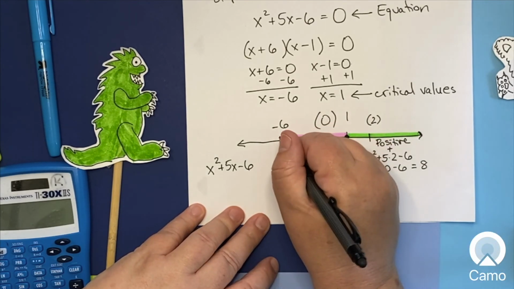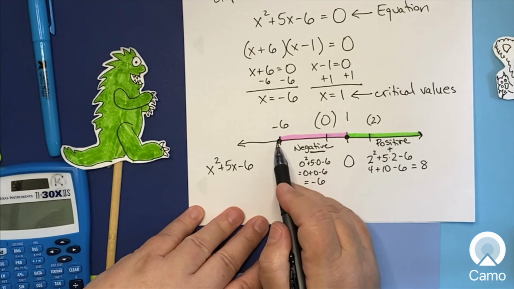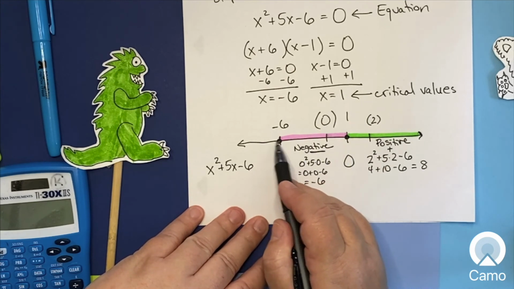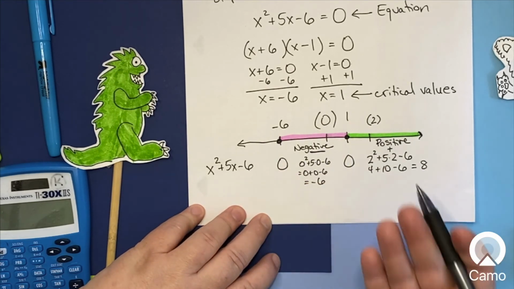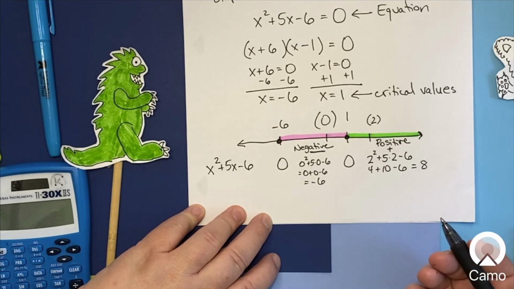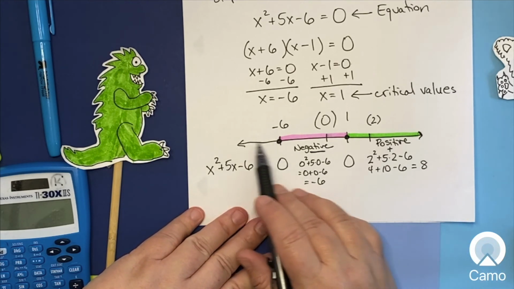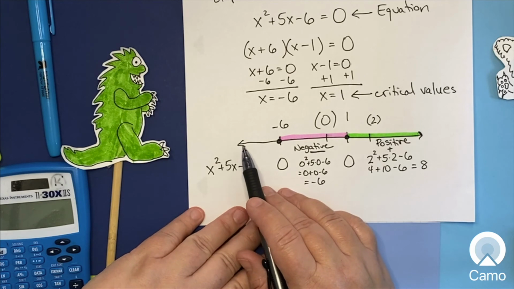Now, could you have a point here, and then it goes negative, and there's a point, and then another negative? And the answer is yes. That does happen sometimes. Now, what are we guessing? Well, I'm going to guess that this is going to be positive, but I don't know for sure.